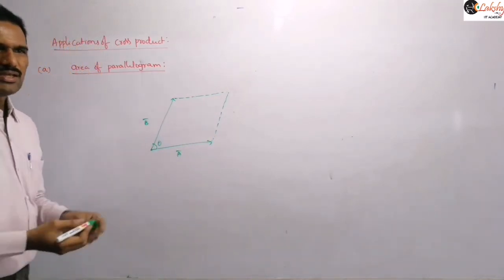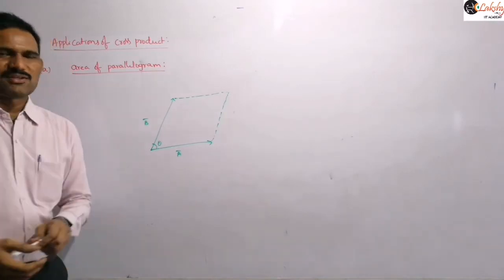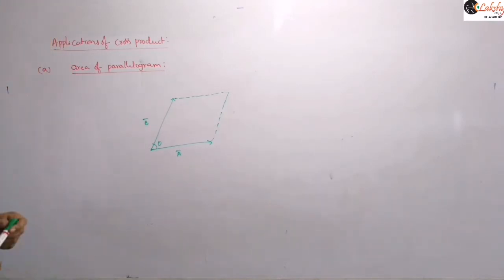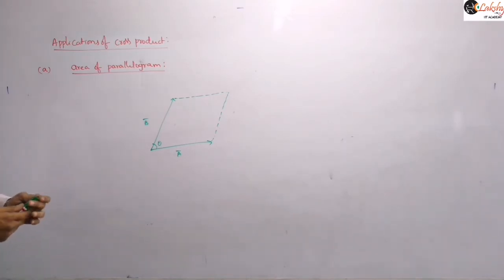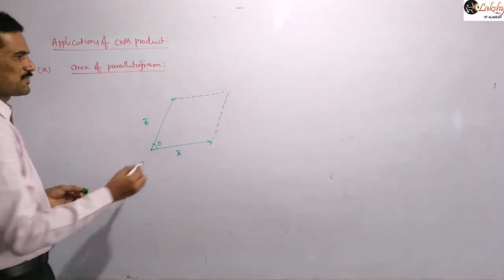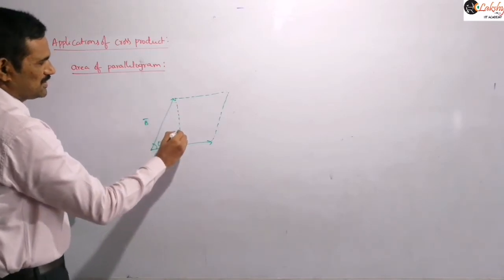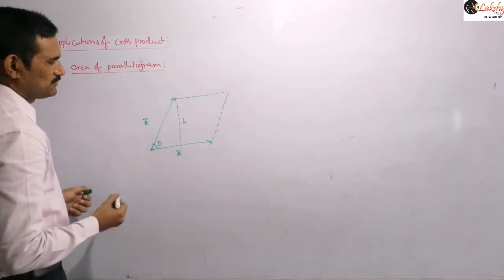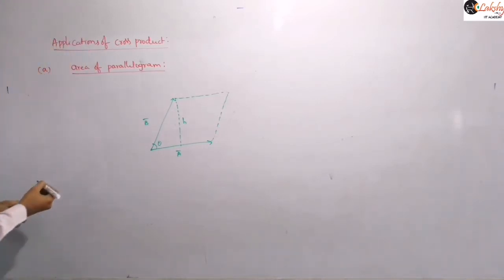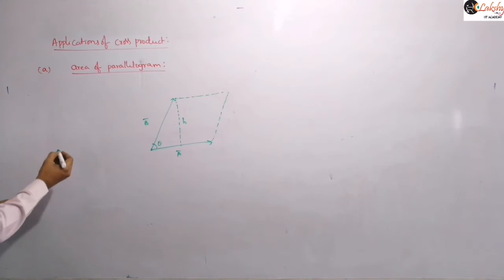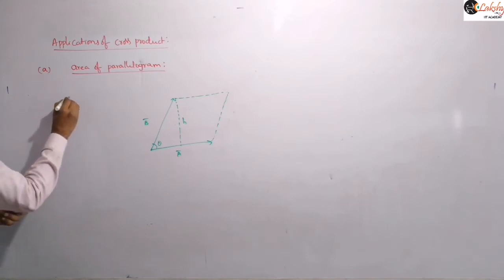Now, if you are finding the cross product of these two vectors, the magnitude of the cross product will give the area of the parallelogram. And according to mathematics, you know how to find the area of this parallelogram. If suppose this side I am taking as h, then you can write this value as the area of the parallelogram.